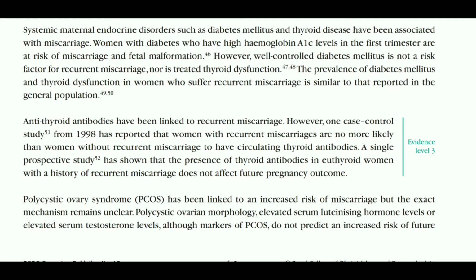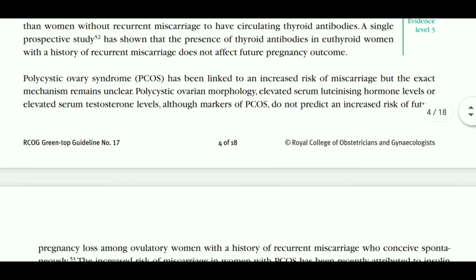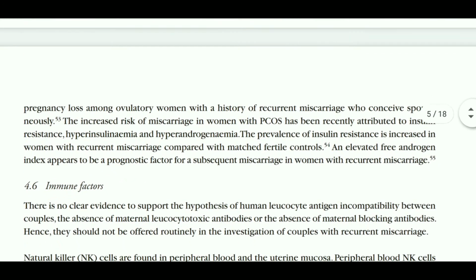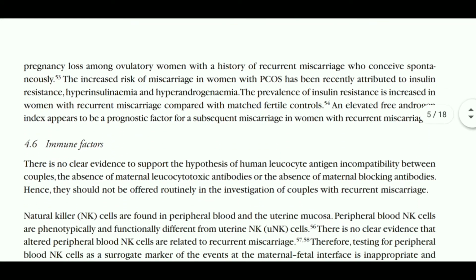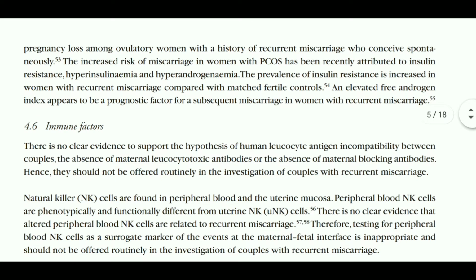Now, another very important question: is there any role of PCOS in causing miscarriage? Polycystic ovarian syndrome has been linked to an increased risk of miscarriage, but the exact mechanism remains unclear. Polycystic ovarian morphology, elevated LH or serum testosterone level, all markers of PCOS, do not predict an increased risk of future pregnancy loss among ovulatory women with a history of recurrent miscarriage who conceive spontaneously. Now, we will discuss what factors increase the risk of miscarriage in women with PCOS.